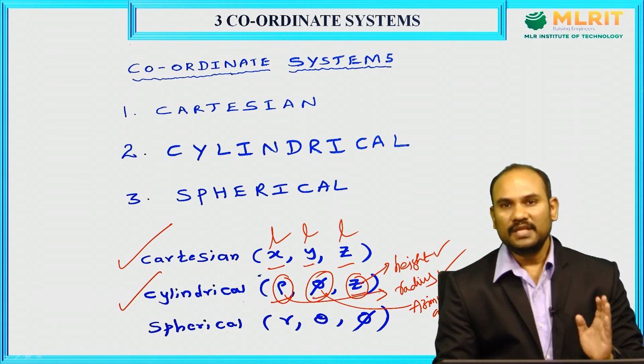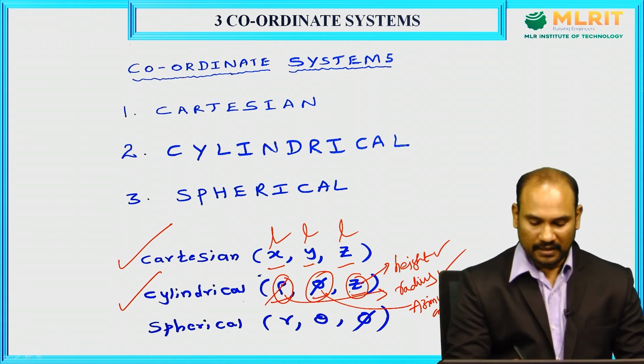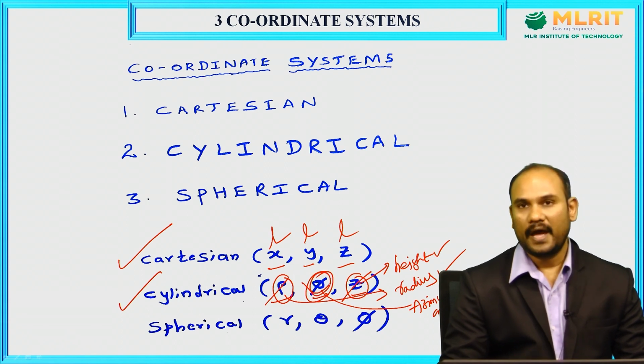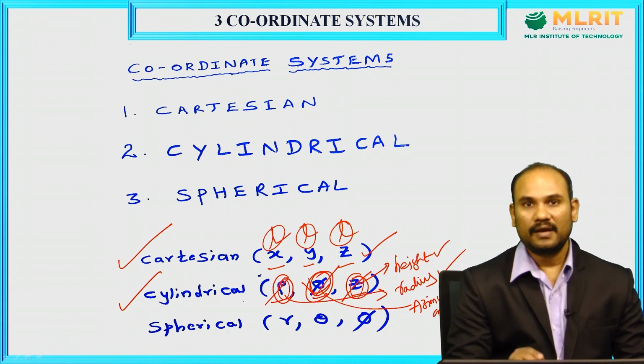So, phi means angle measured in the azimuthal plane or horizontal plane. So, you have two coordinates for length, one coordinate for angle. Unlike in the Cartesian system, where you have all three for lengths. Here, two lengths and one angle.